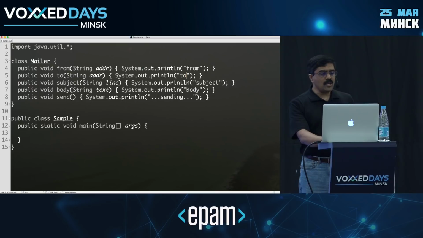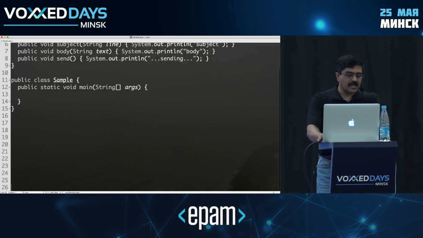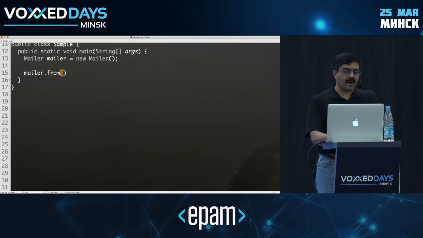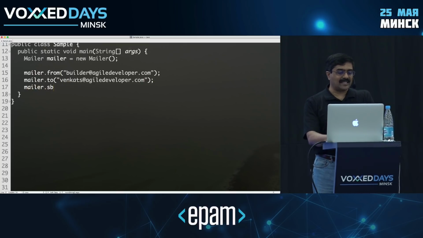But how do we use this particular class in our code? Well, to use this class, a traditional way of doing this is mailer is equal to new Mailer. And then you can say mailer.from. Who is this from? Well, this is from builder at, let's say, agiledeveloper.com. Who is it sending it to? Well, let's say it's actually sending it to my email address. Mailer dot, let's say, subject.